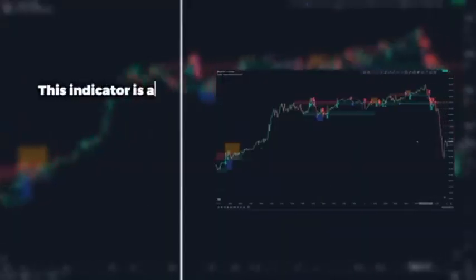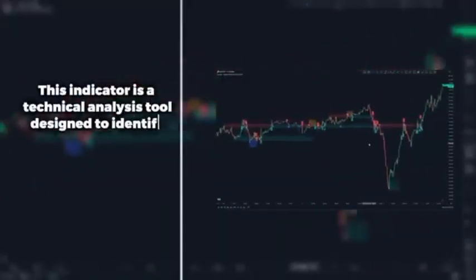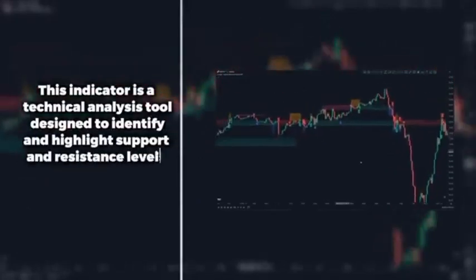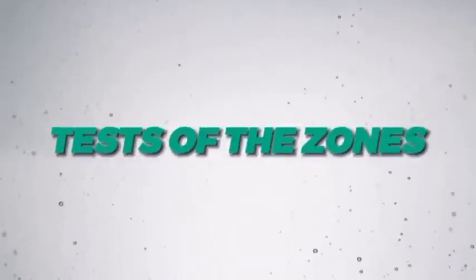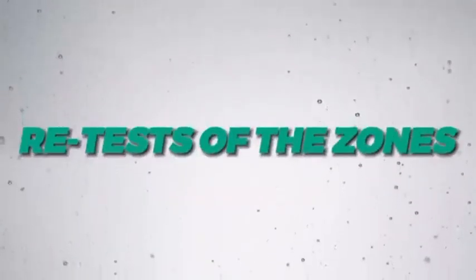Now, this indicator is a technical analysis tool designed to identify and highlight the support and resistance levels and the associated price action signals, such as breakouts, tests of the zones, retests of the zones, and rejections. Now, let's break down its key features and functionalities.